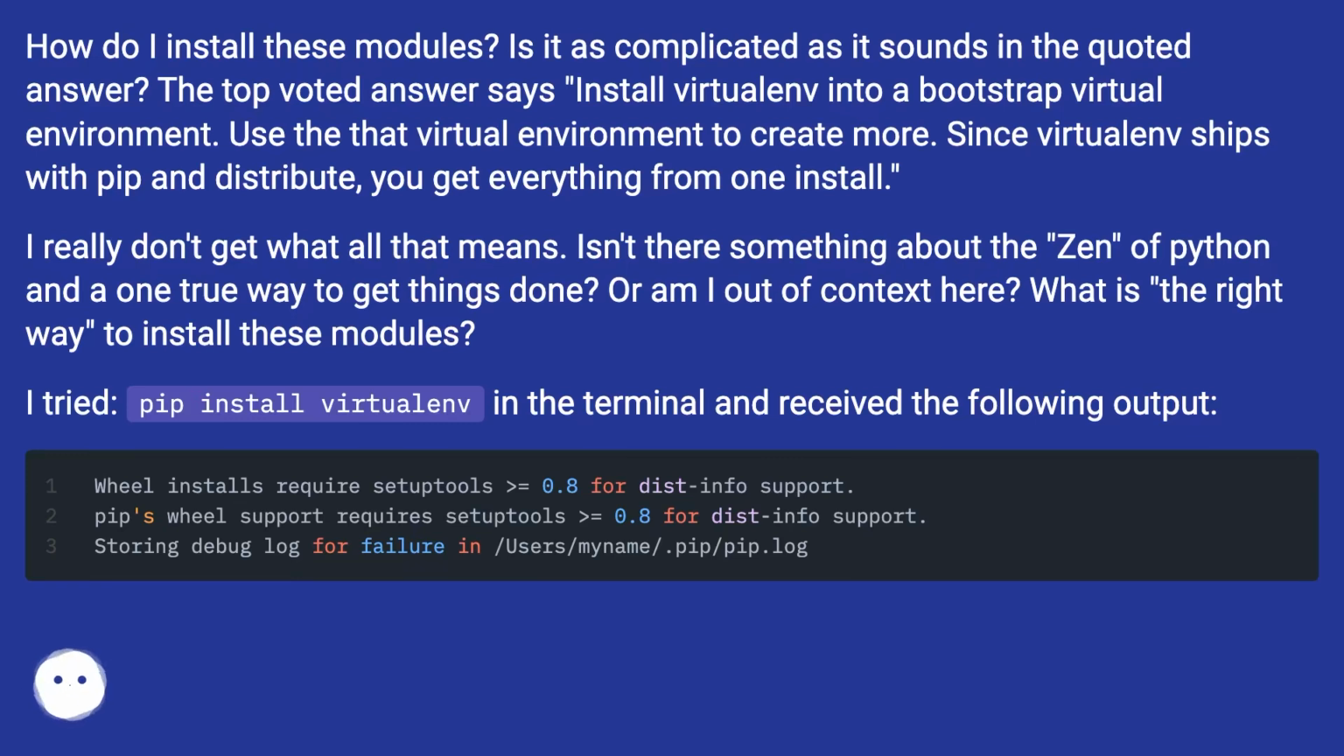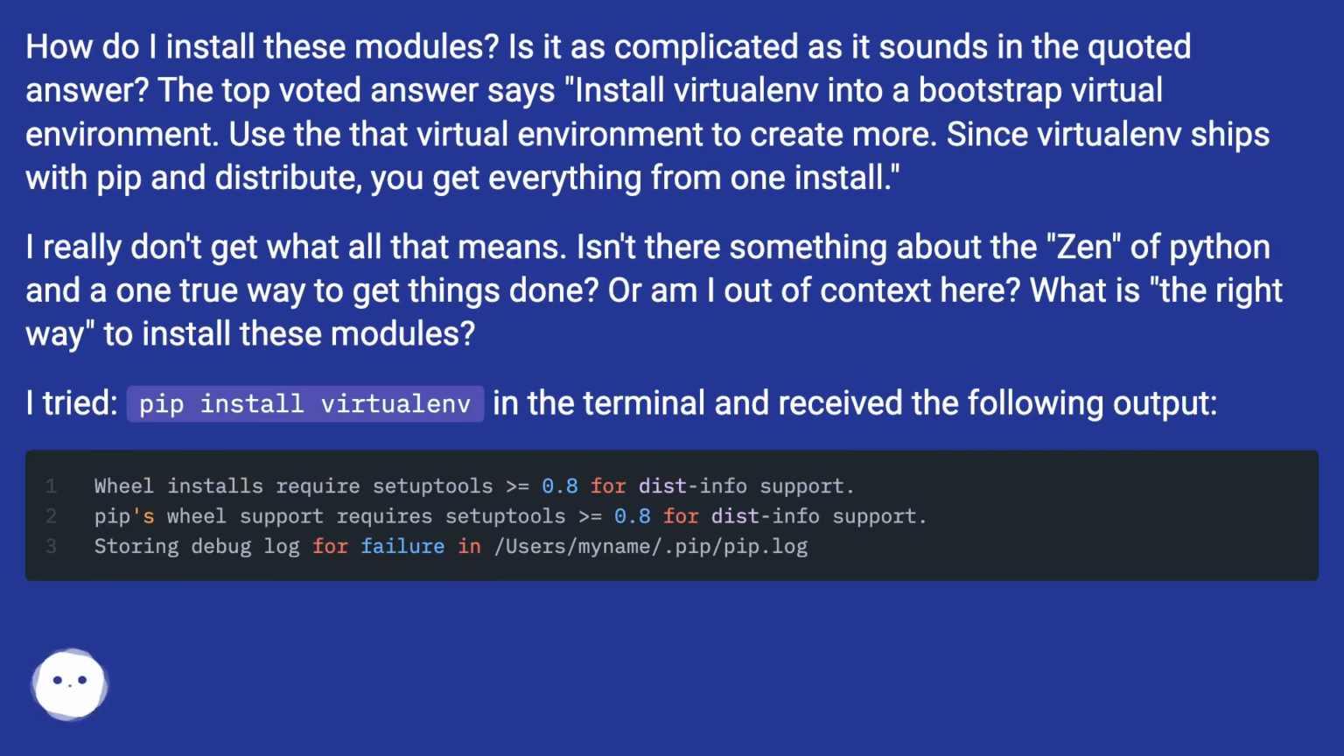The top voted answer says install Virtualenv into a bootstrap virtual environment. Use that virtual environment to create more. Since Virtualenv ships with pip and distribute, you get everything from one install. I really don't get what all that means.